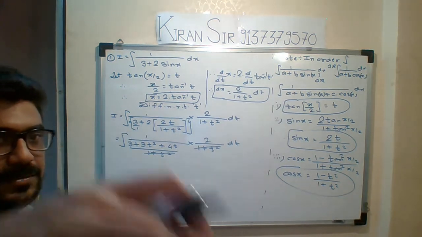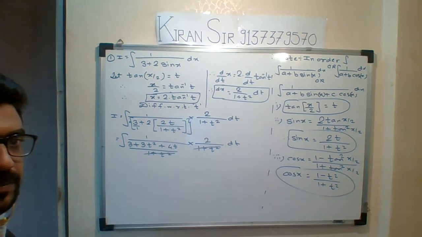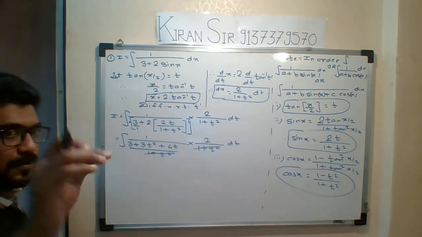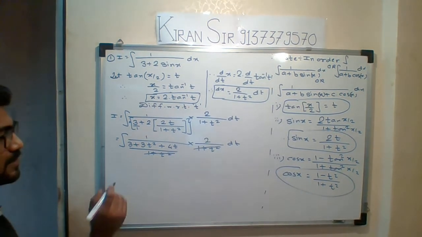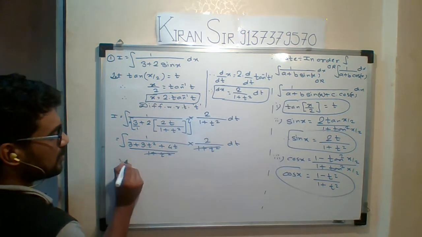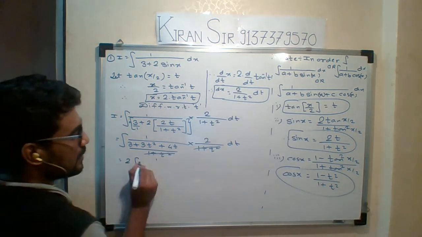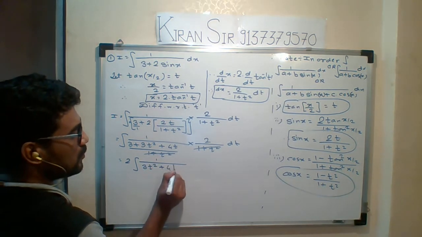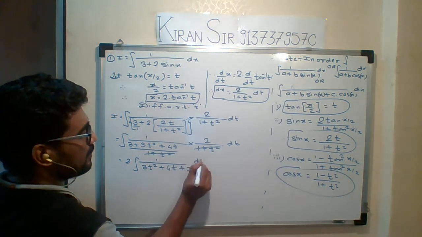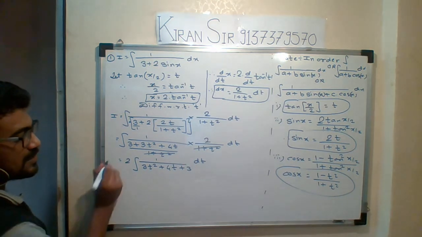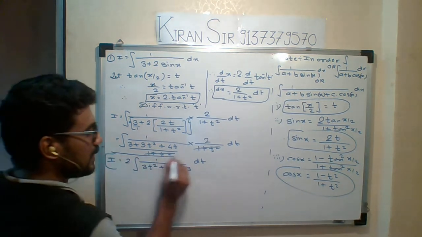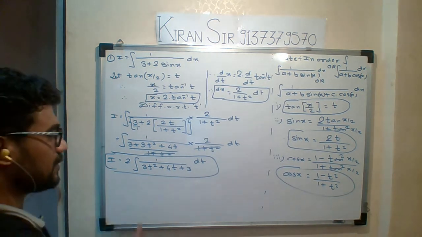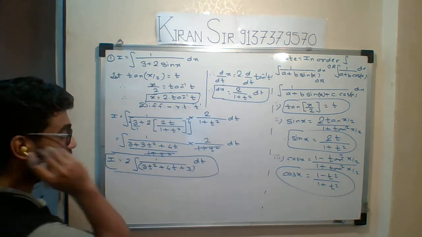So what are the remaining terms? You can see here. All of you concentrate. Remaining terms are what? 2 is constant, take outside. So the remaining terms are 3t square plus 4t plus 3 multiplied by dt. Students, now this particular sum is of the type of integration of a quadratic equation. But the quadratic equation is in the denominator.